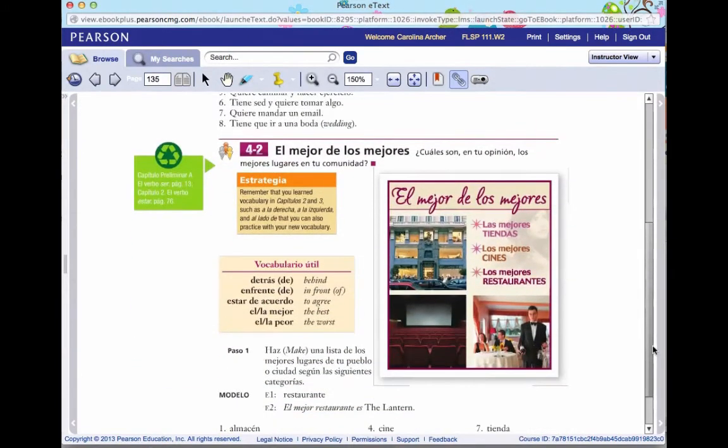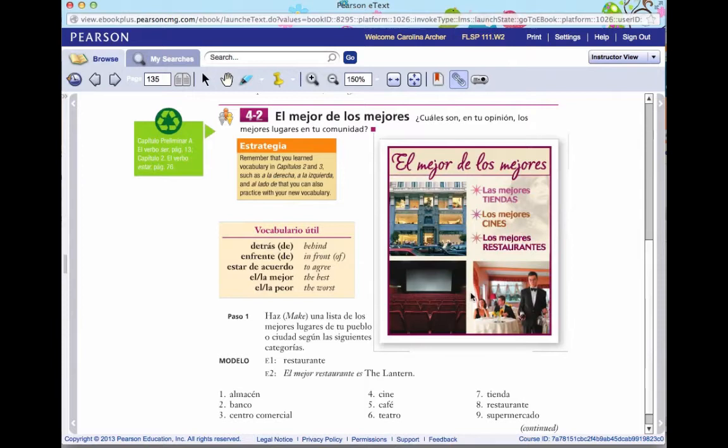You do that in my Spanish lab. And here you have also vocabulario útil when you are describing places around town, okay? You can use some of these verbs, detrás de, behind, enfrente de, in front of, estar de acuerdo, to agree, and of course you have to conjugate estar. You say I agree, you say estoy de acuerdo, or estás de acuerdo.